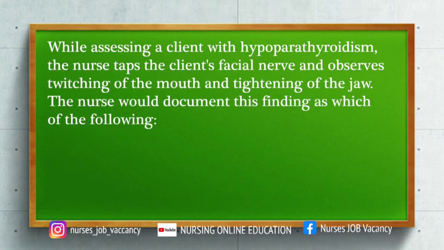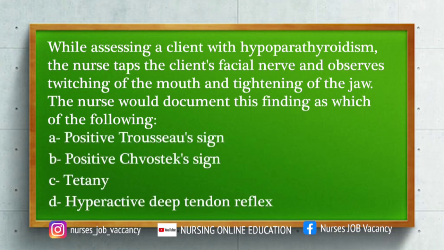Next question. While assessing a client with hypoparathyroidism, the nurse taps the client's facial nerve and observes twitching of the mouth and tightening of the jaw. The nurse would document this finding as which of the following? A. Positive Trousseau's sign. B. Positive Chvostek's sign. C. Tetany. D. Hyperactive deep tendon reflex. The right answer is B. Positive Chvostek's sign.